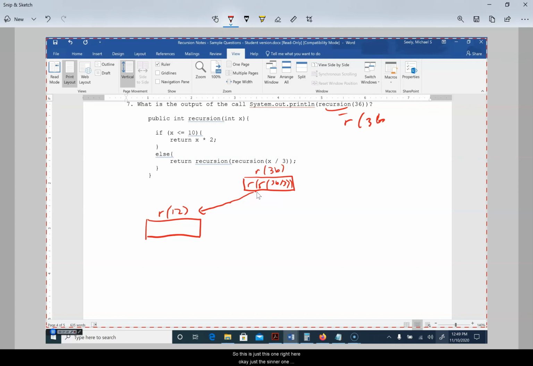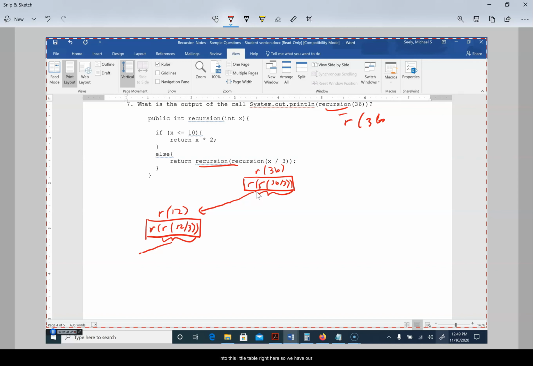Just this inner one right here. So I'll put like that. So that's R12, okay? So R12, is that less than 10? No, so what do we have to do? We have to do this thing right here. So we have an R, and then an R, and then 12 divided by 3, and then the inner part here, this part right here, 12 divided by 3 is 4.